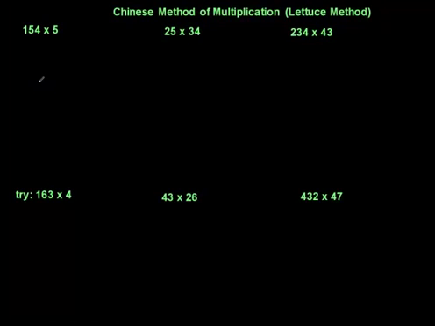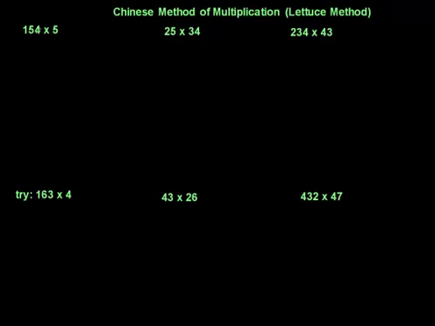Hi, in this method you're going to learn how to multiply two numbers using the Chinese method. Now in the Chinese method, or lattice method, what we do is we split every number into two parts. So every product is split up into its units and tens.